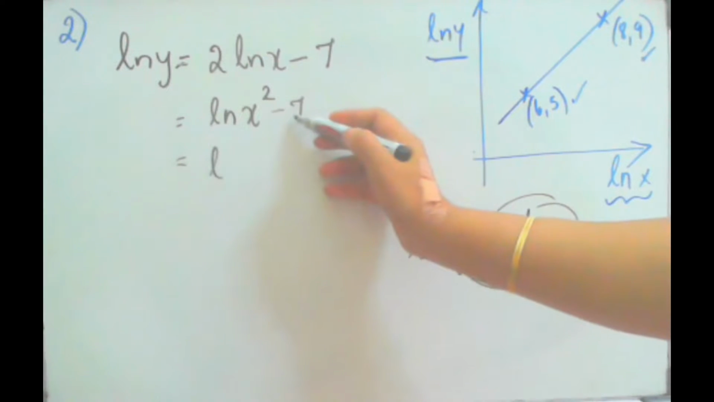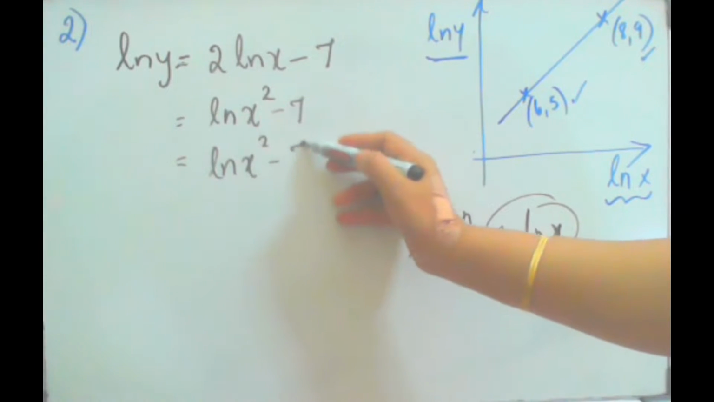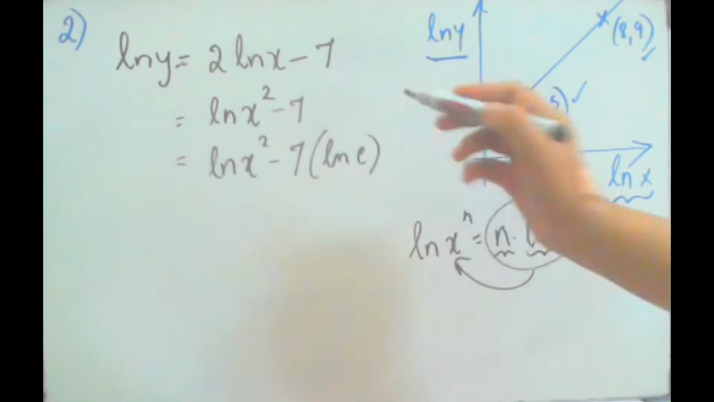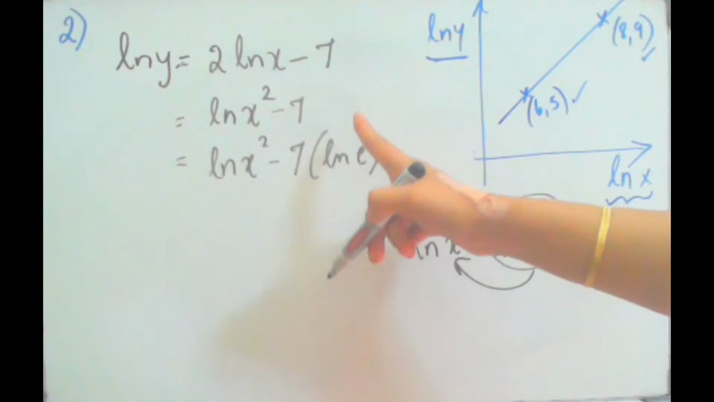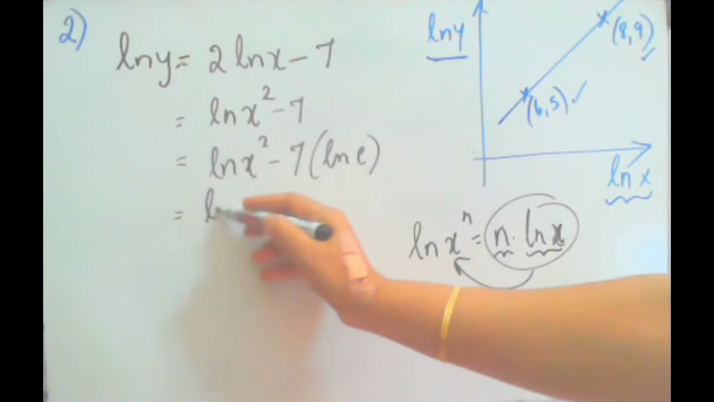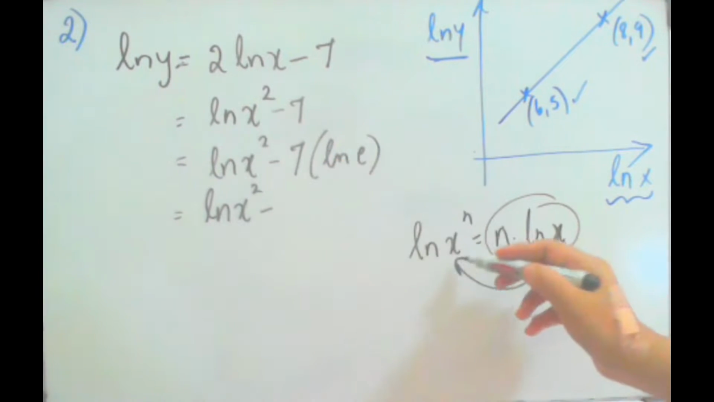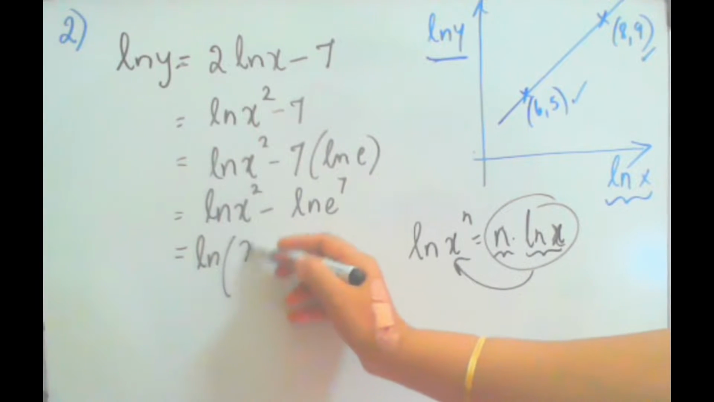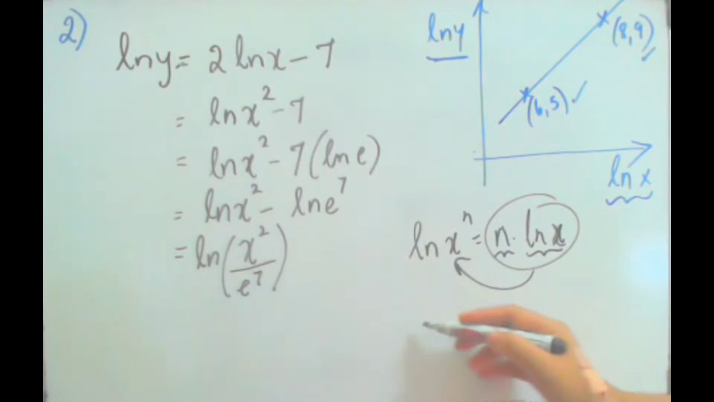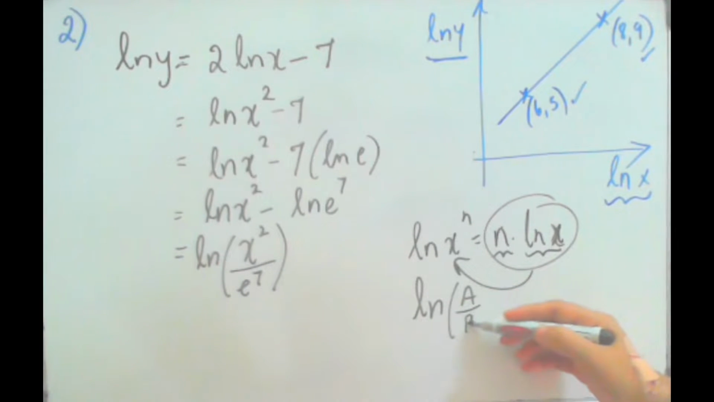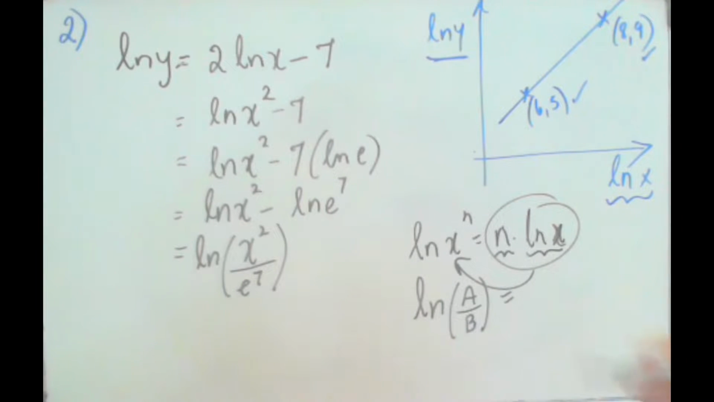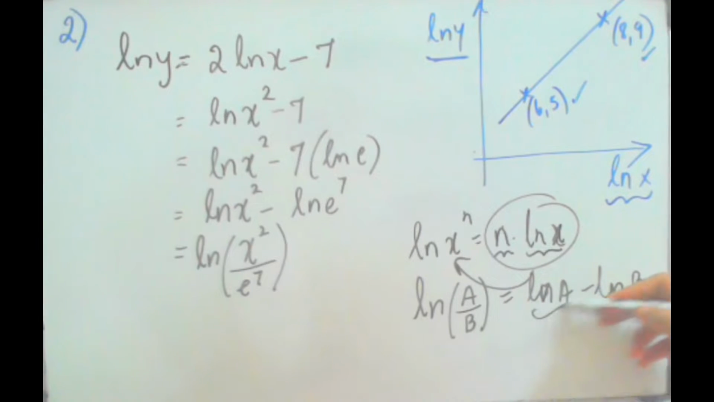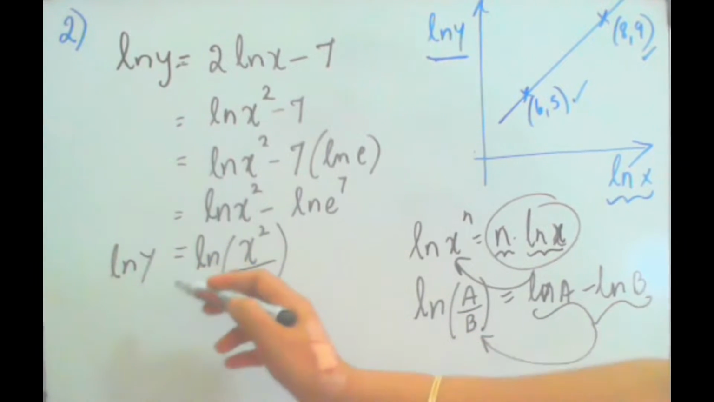So now to combine these two terms, ln x square and 7, let us write 7 in terms of ln, which is 7 into ln of e. Why? ln of e to the base e is 1, right? So this simplifies to ln x square minus, using the same identity here, ln e power 7, which is ln of x square divided by e power 7. What is the identity we used here? Logarithmic, either ln or base 10. ln of a by b, we can write it as ln a minus ln b.